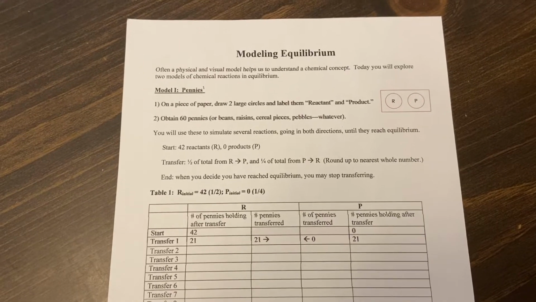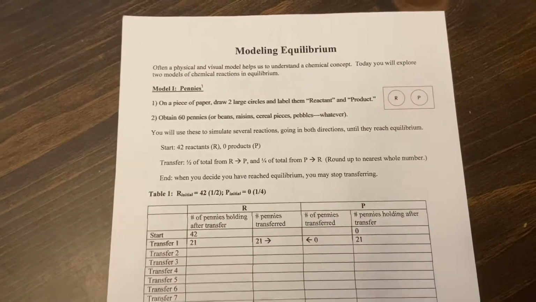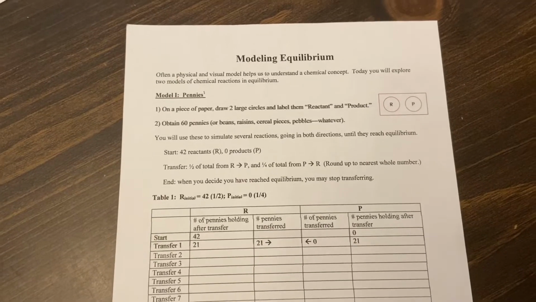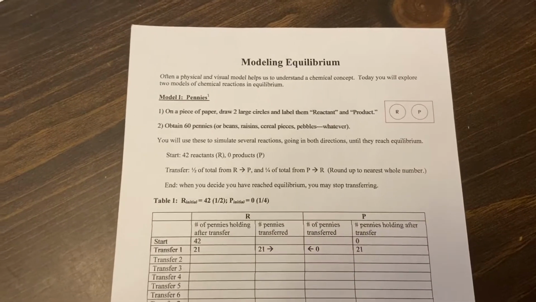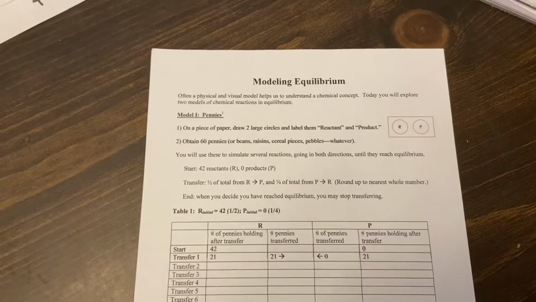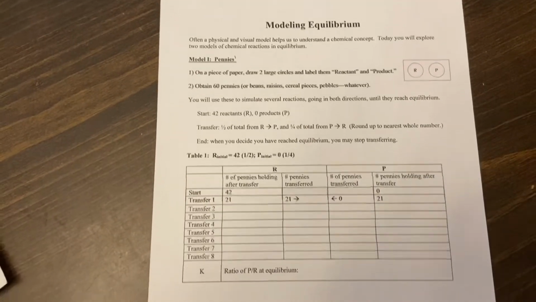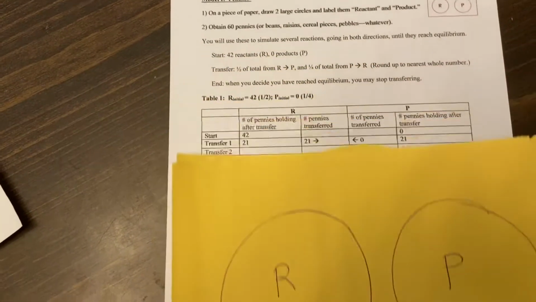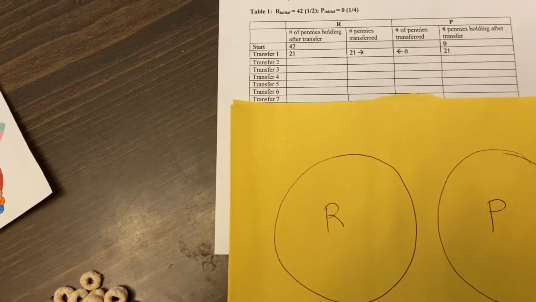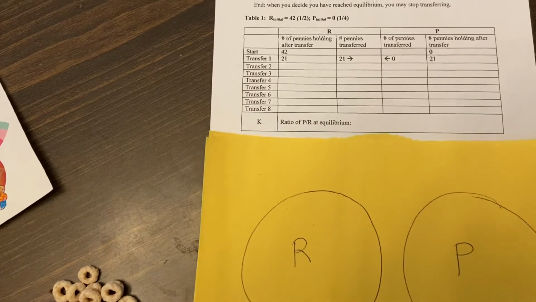This is just a quick little how-to video for this penny equilibrium or modeling equilibrium experiment. So what you're going to do is get yourself a piece of paper and draw two circles on it, one that says R for reactants and one that says P for products.